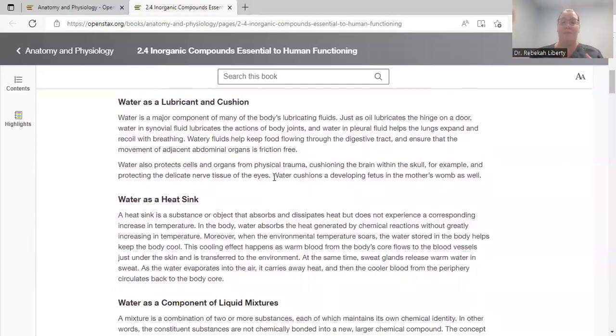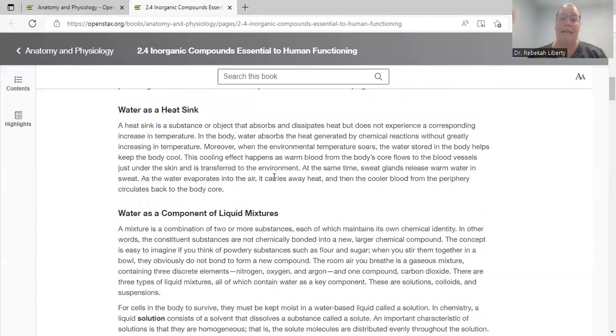It's also a cushion. When we think about the brain in the skull, the cerebrospinal fluid has a lot of water in it, and that acts as a cushion. So if we hit our head, the brain has that water in between. It doesn't automatically smack into your skull. The baby, the developing fetus, also has fluid, water, there as a cushion. So mom can move around, and baby's not going to slam into the wall of the uterus because there's a fluid in there helping to cushion that.